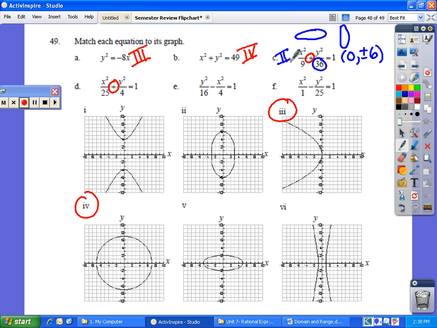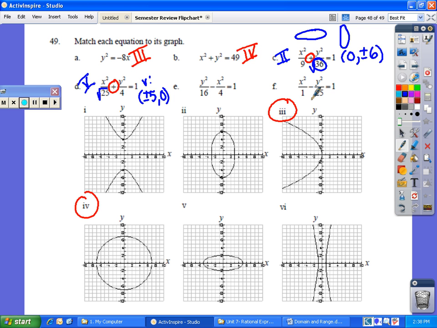Now the next one, the biggest number is 25. And remember, you take the square root. So that means the vertex is going to be at plus or minus 5, 0. So the only other ellipse that we have is this one that I said looks kind of like Stewie's head from Family Guy. And you see that it's at 5, 0 and negative 5, 0. So choice D is 5.